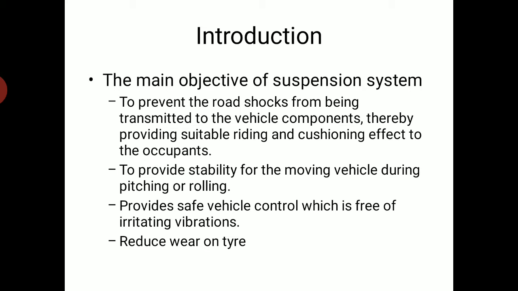Okay. So we are going to learn the different types of suspension system. So let us learn what the main objective is: to prevent the road shocks from being transmitted to the wheel components, thereby providing suitable riding and cushioning effect to the occupants, to provide stability for the moving vehicle during pitching or rolling, and to provide safe vehicle control which is free of irritating vibrations and reduces wear on tire.